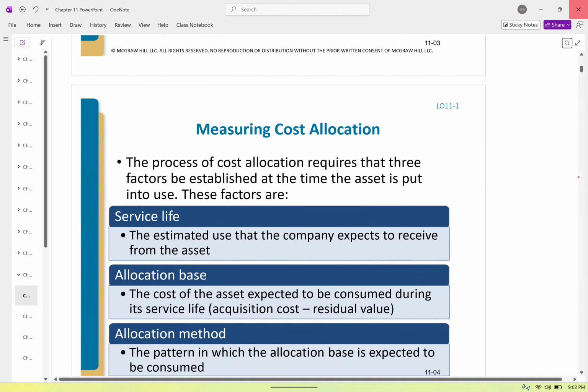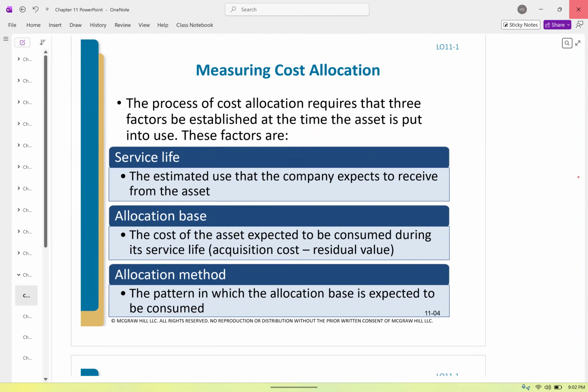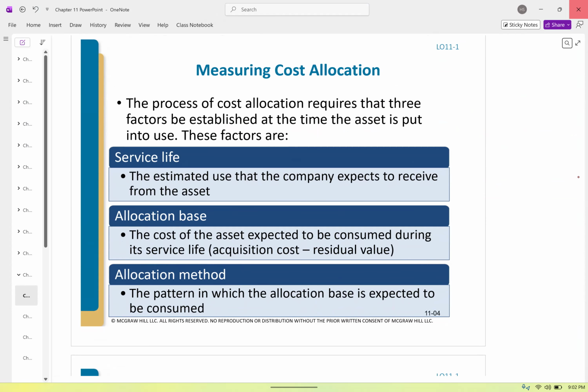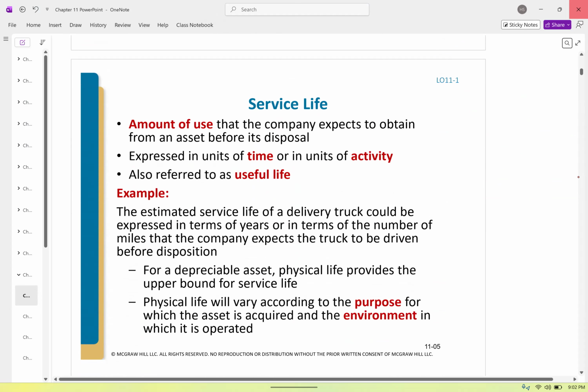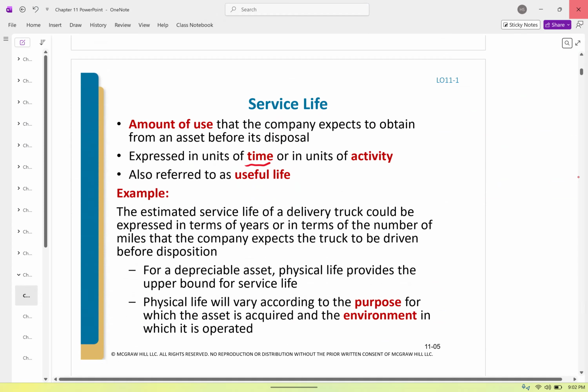So service life, we are going to estimate that. That allocation base is just that depreciable cost, the acquisition cost minus the residual value. And how are we going to allocate it? We have a couple of different methods that we're going to use. Service life is the amount of use the company expects to obtain from the asset. It can be expressed in units of time or activity.